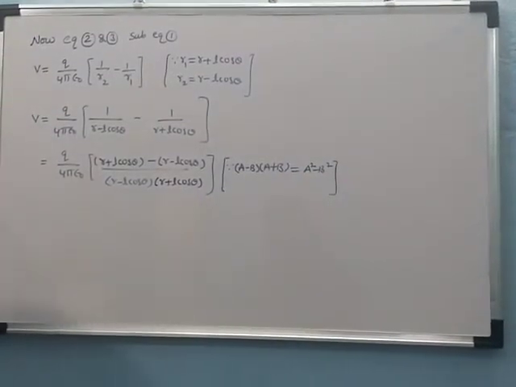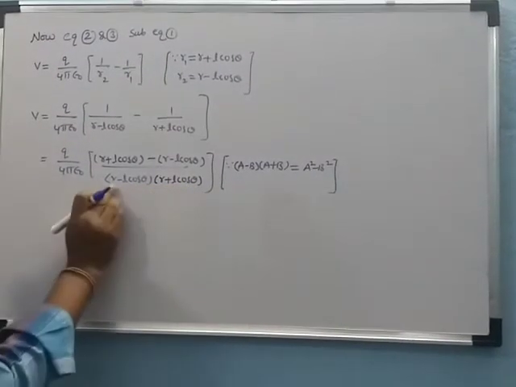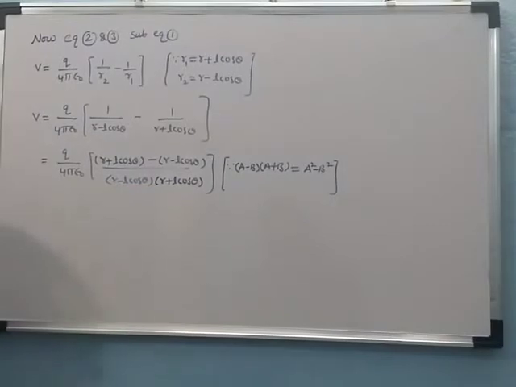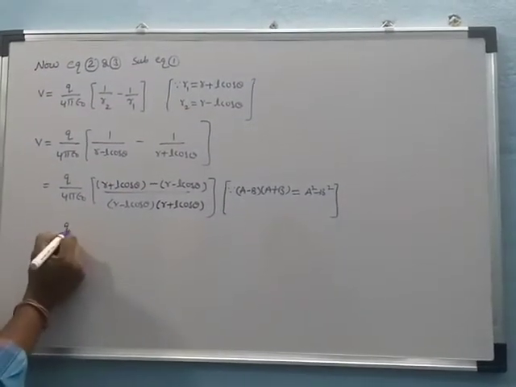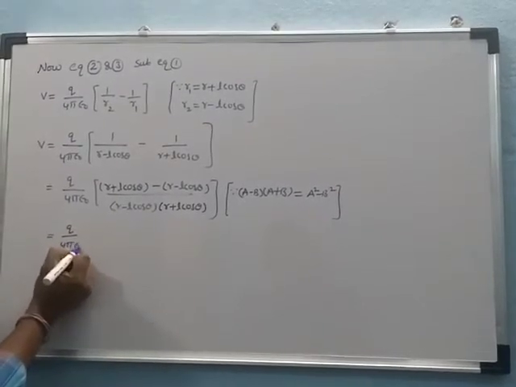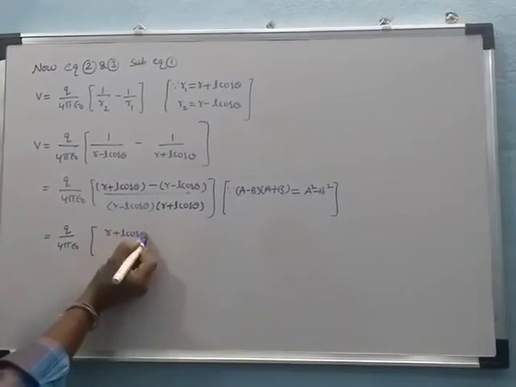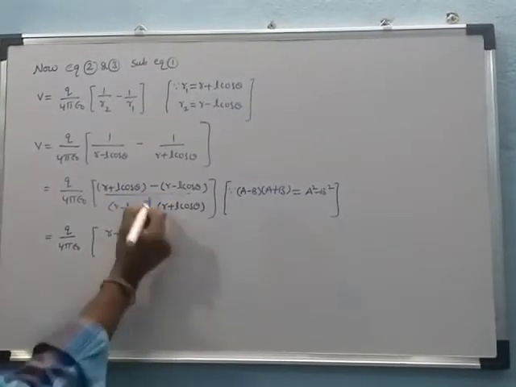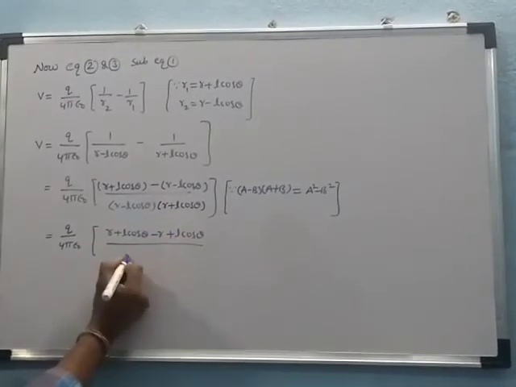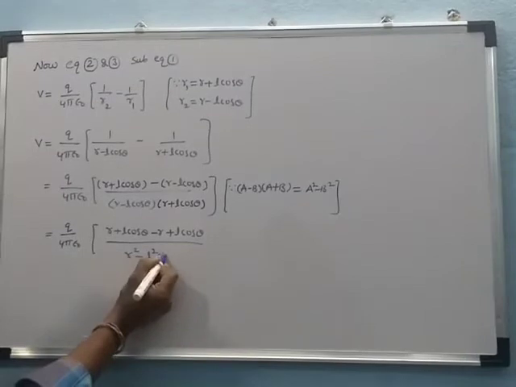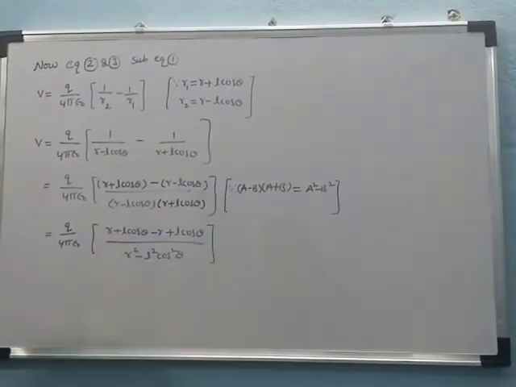What is the principle here? See, this is A and this is B. A minus B into A plus B, what can we write here? A square minus B square, which is the product of both terms. Q by 4 pi epsilon naught into R plus L cos theta; minus into plus gives minus R, minus into minus gives plus L cos theta, over R square minus L square cos square theta, according to the trigonometry formula.